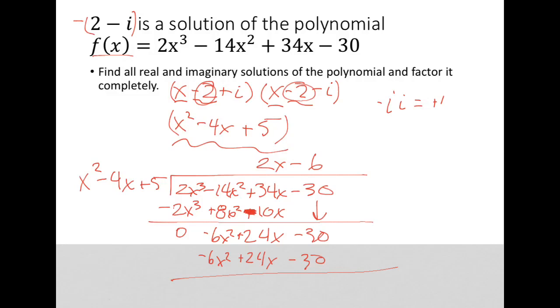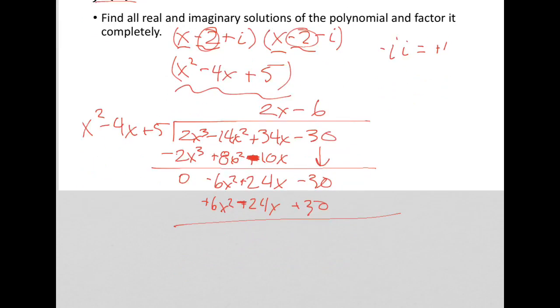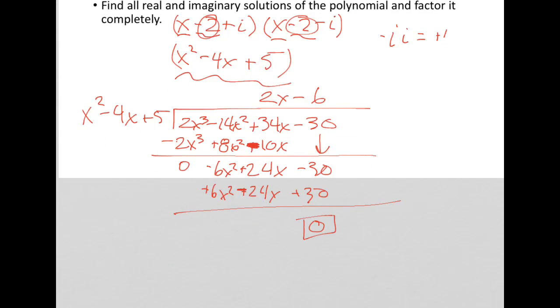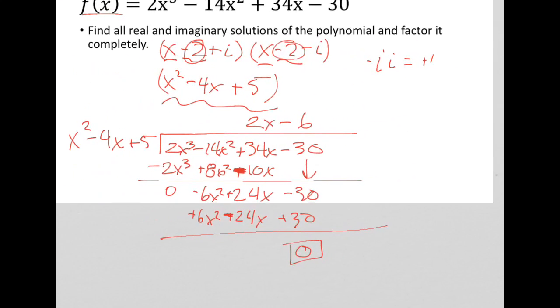Notice that the last two lines of expressions are exactly the same. So when I flip all those signs to subtract the bottom away, I am going to get my remainder of 0. Cool! What does that tell me? Well, that tells me that 2x minus 6 is also a factor of this polynomial, which I can then factor a 2 out of to get 2 times x minus 3.